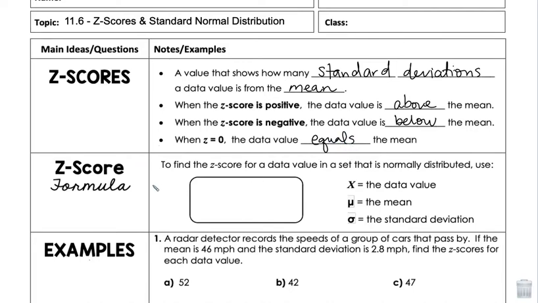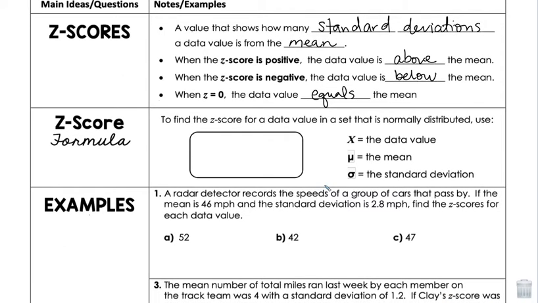To find the z-score for a data value in a set that is normally distributed, we want to use this formula. Z is equal to x minus mu over sigma. So what we do is we subtract the mean from the data value and then divide it by the standard deviation to get the z-score.